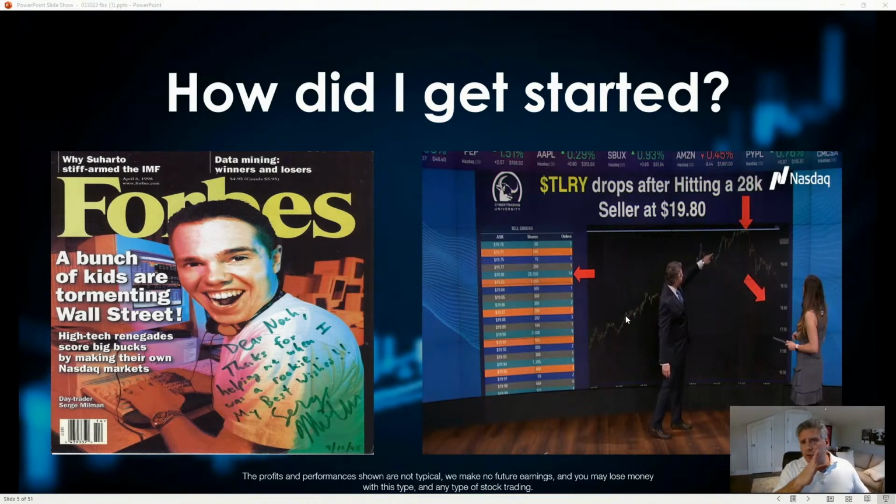And now you can see there's two photos up there, just really quick. On the left, you could see it's an article that was on Forbes, a bunch of kids tormenting Wall Street. I always get a kick out of that monitor because it's funny. If you can't make money on a 15-inch monitor, I don't know how you guys are making money on six. There's an article. I'm actually a regular speaker at Nasdaq. Nasdaq always has me there as an expert to teach people on level 3 and level 4 quotes. We're going to talk a little bit about that.